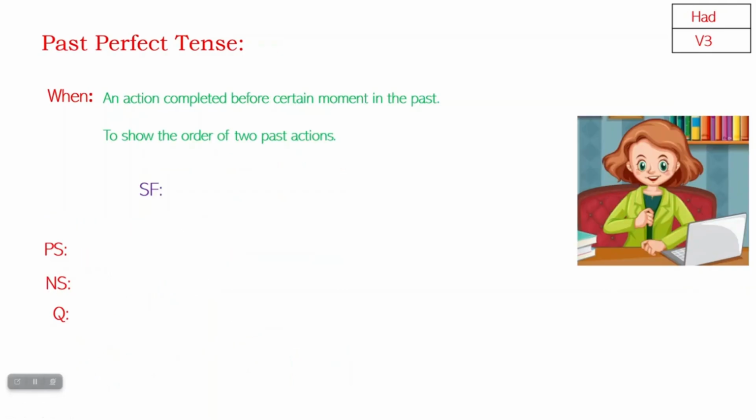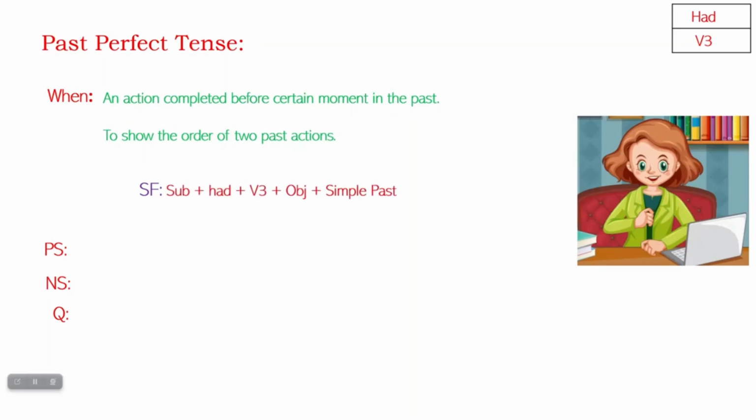Past perfect tense. We use past perfect tense while talking about an action completed before a certain moment in the past. For example, if two actions happened in the past, it may be necessary to show which action happened earlier than the other. In those situations, we use past perfect tense. Here we have two past actions. One past action we should write in past perfect. The second action we should write in simple past tense.